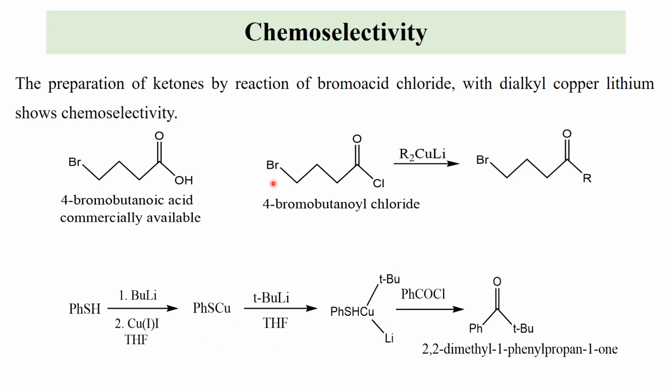Here is an example of chemoselectivity. Here are two halogen atoms and we will see that only one reacts. 4-bromobutanoic acid is commercially available and is converted into its halide. When it reacts with dialkyl copper lithium, alkyl attacks on carbonyl carbon and chloride is removed. By using this reaction, different kinds of bromoketones can be prepared by changing R group. Different compounds can be prepared.